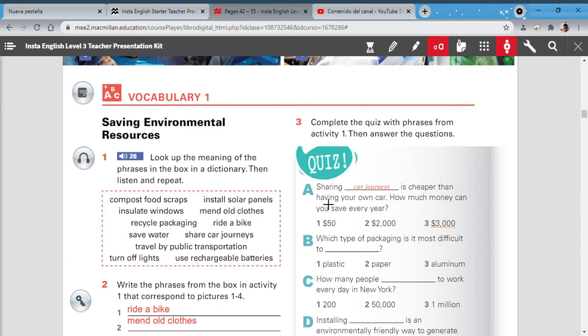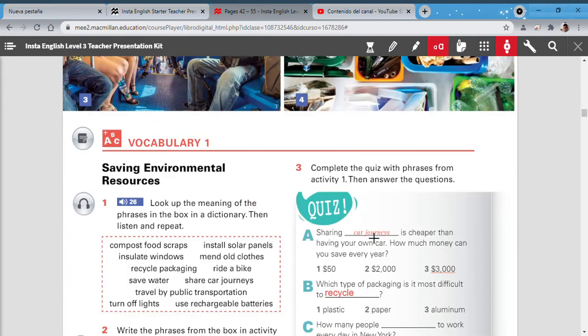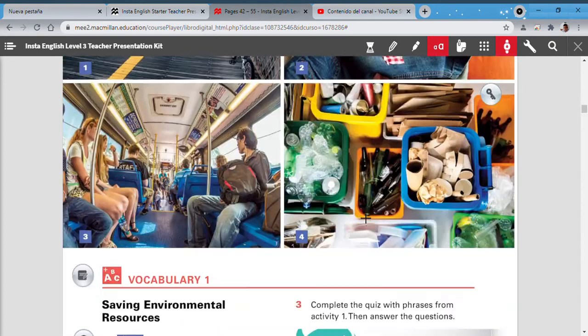Number 2, but remember, the first activity is to complete. Which type of packaging is it most difficult to recycle? Perfect. Remember to use the vocabulary. Plastic, paper, or aluminum. How many people ride a bike to work every day in New York? How many people? What's a possibility?